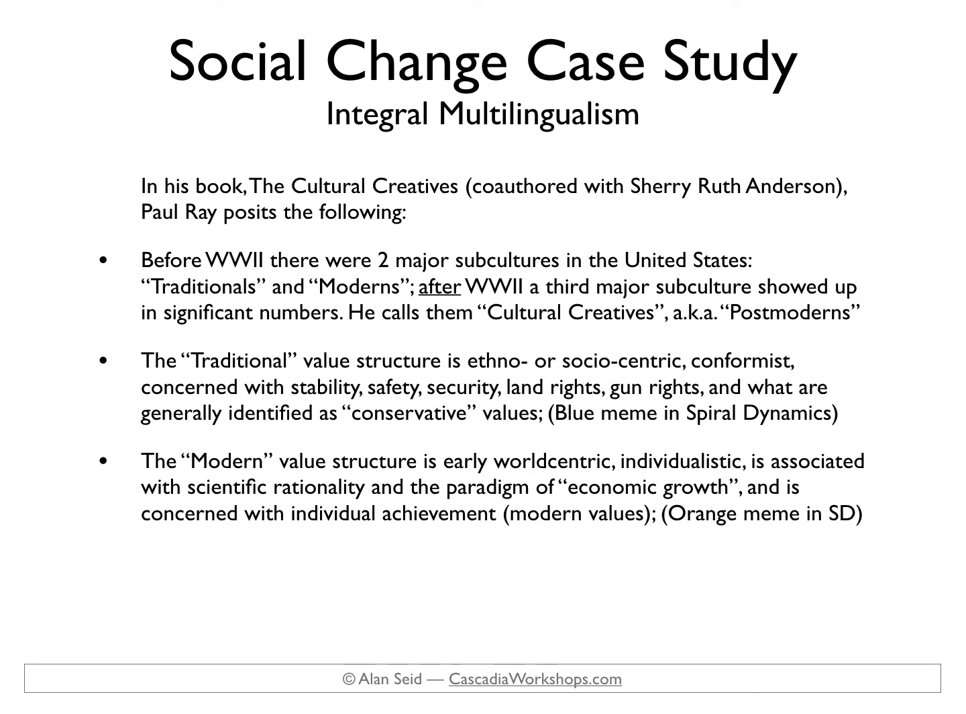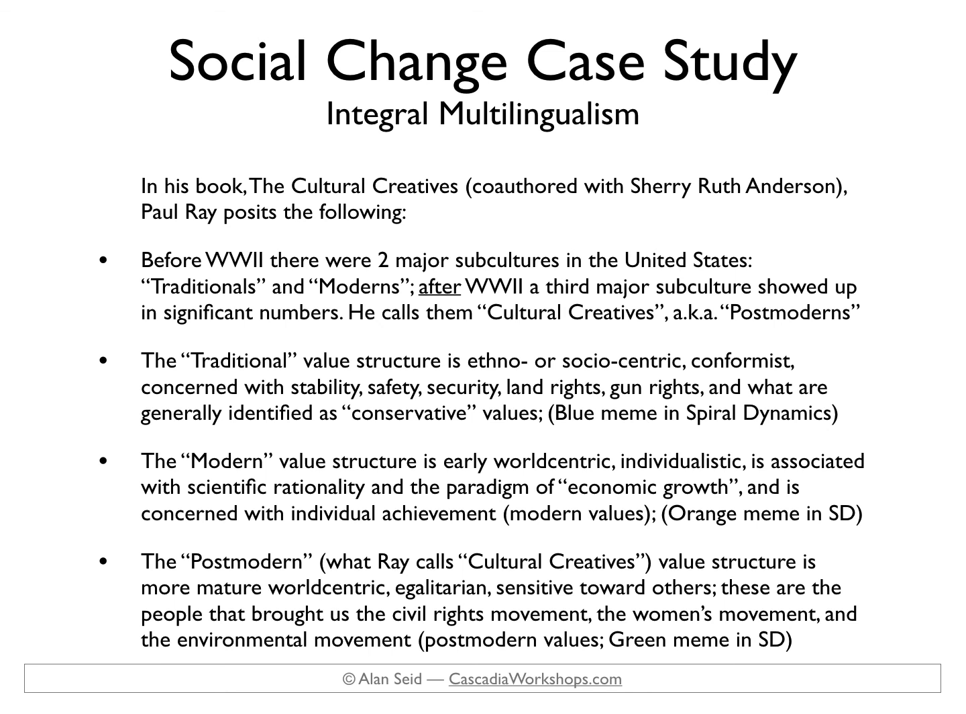So in his book, Cultural Creatives, Paul Ray referred to these two value structures, traditionals and moderns, that were the major subcultures in the United States before World War II. The modern value structure is early world-centric. It's not until industrial societies that you actually see a universal declaration of human rights. That never existed before. So it's early world-centric, it's very individualistic, and it's associated with scientific rationality and the paradigm of economic growth. On the individual level, there's very much an achievement orientation. Modern values. So in spiral dynamics, this would be the orange meme. The postmodern, or what Paul Ray calls cultural creatives, this value structure is more mature world-centric. It's egalitarian, sensitive toward others. These are the people that brought us a civil rights movement, the women's movement, the environmental movement. Postmodern values, or in spiral dynamics, it would be the green meme. So keep in mind these three different worldviews, traditionals, moderns, and postmoderns.